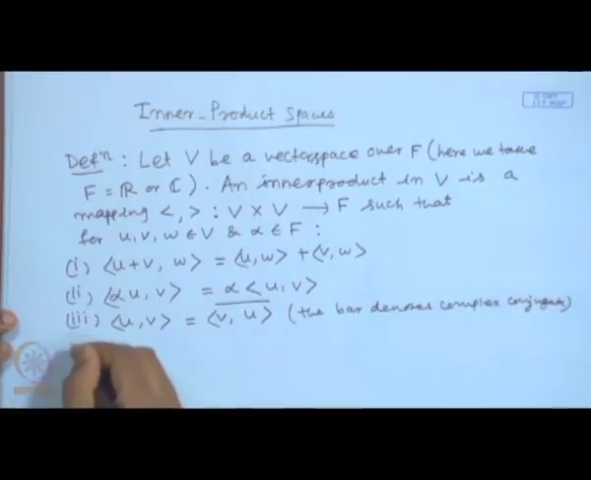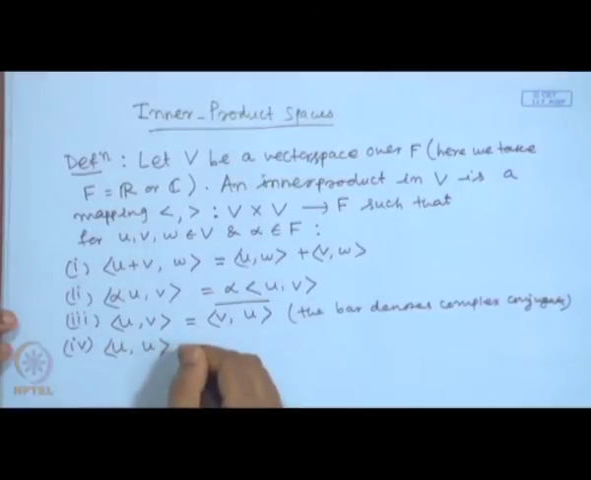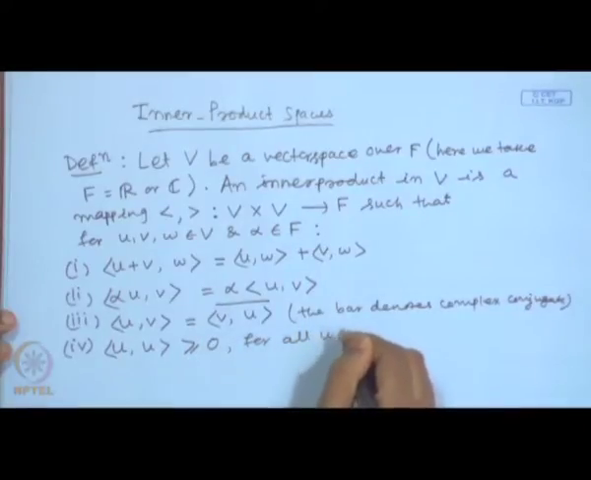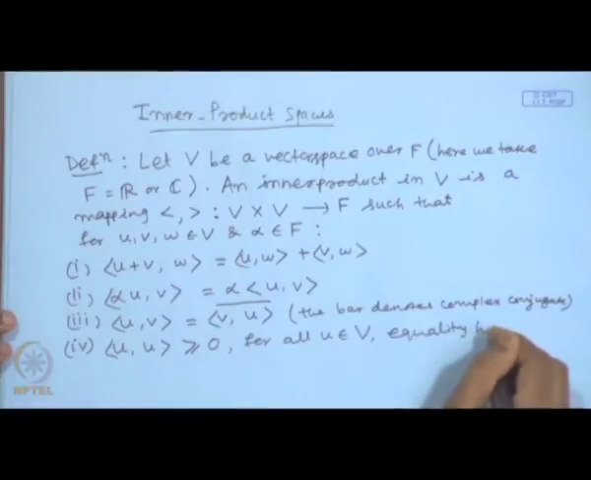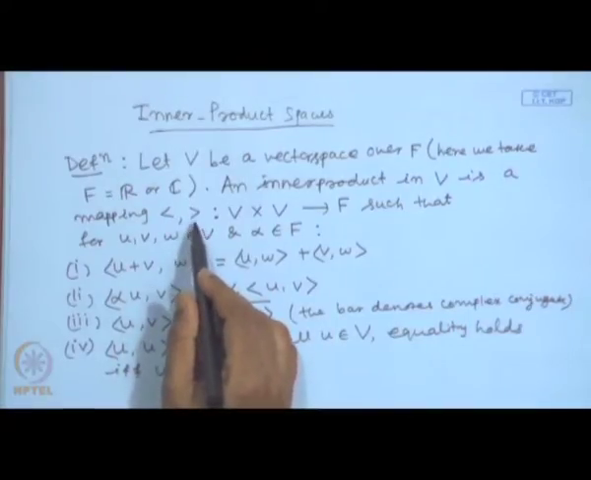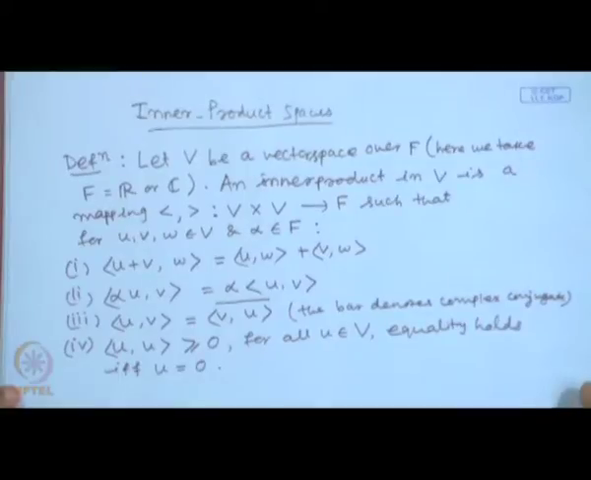So, the fourth axiom is that for any vector u in V, the inner product of u with itself is greater than or equal to 0 for all u belonging to this vector space. Equality holds if and only if u is equal to the 0 vector. So, any vector space together with a mapping which satisfies these 4 axioms will be called an inner product, and the vector space together with an inner product is called an inner product space.